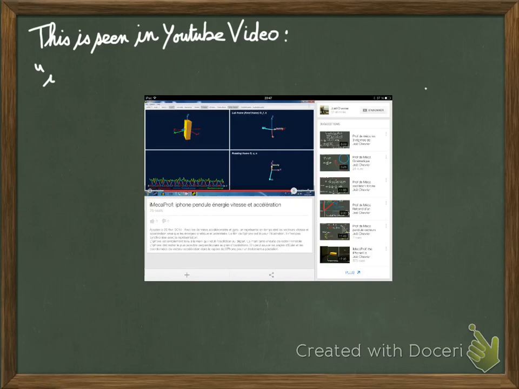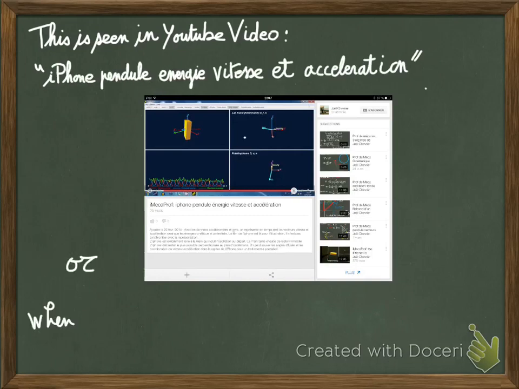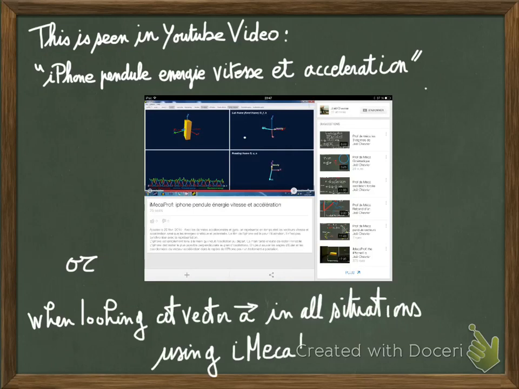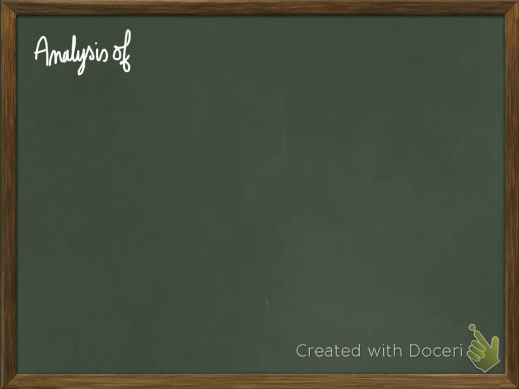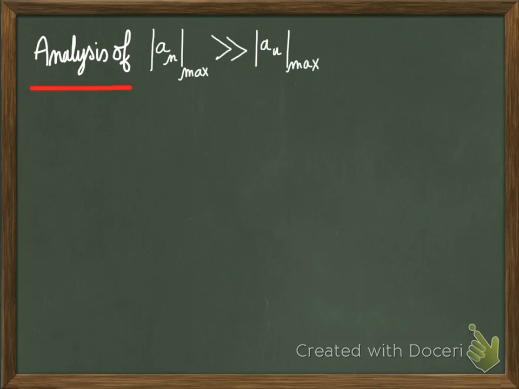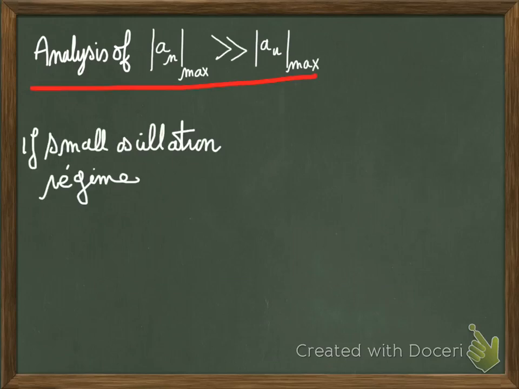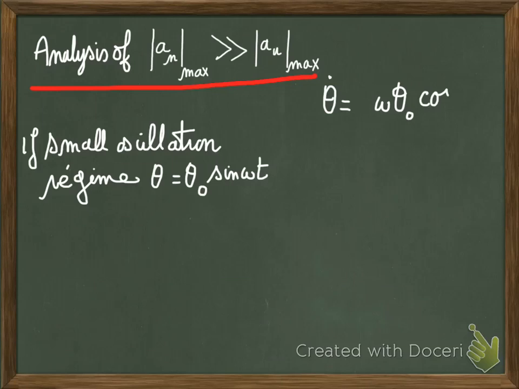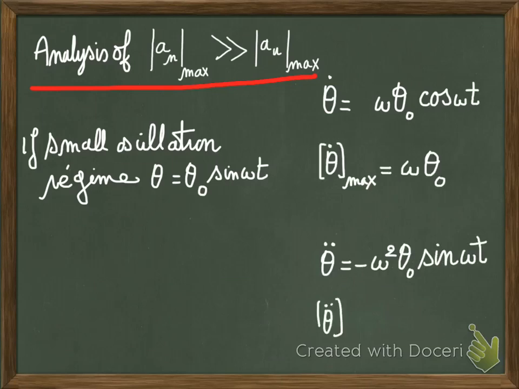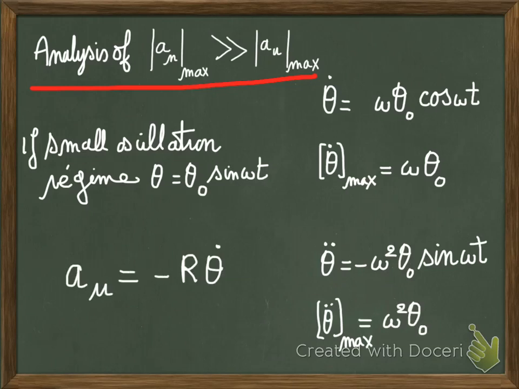That can be seen first as an experimental result if you still look at this video I mentioned before, if you look at the A vector, the acceleration vector, directly using iMecapProf once again. We can do a bit of analysis in order to understand that, and we start with the regime of small oscillation so that we can describe theta easily. So we have a description of theta dot, that is the derivative of theta versus time, and the maximum value is then omega theta 0.